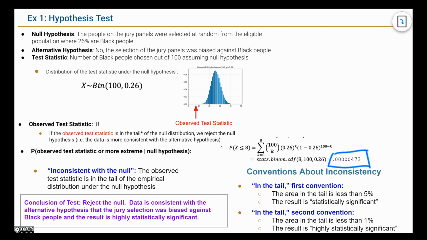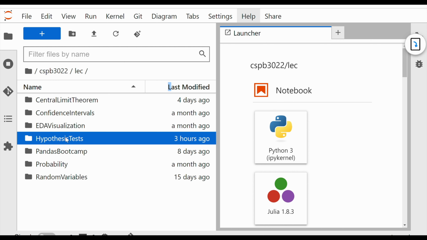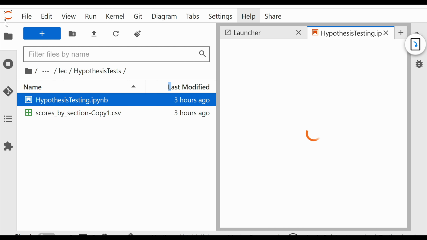I'll be very careful here. It doesn't mean that we've proven that the alternative is true. In this process, we can't prove that either one of these is true. All we can do is say which alternative our data is more consistent with. And so our data is more consistent with the alternative hypothesis that the jury selection was biased against Black people. The result is highly statistically significant because this probability was so teensy tiny. So at the end of the day, we reject the null and say the data is more consistent with the alternative.